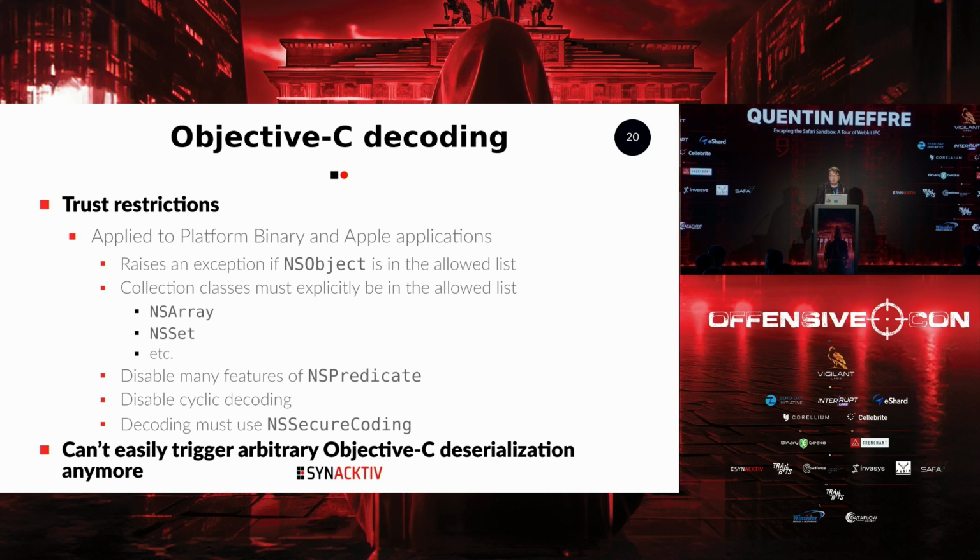Those restrictions will kill lots of exploitation methods. For example, when those restrictions are enabled, the decoder will raise an exception if the NSObject class is in the allowed list. Also, the collection classes must explicitly be in the allowed list, so it's a little bit harder to decode classes like NSArray, NSSet, NSDictionary, and things like that. The cyclic reference decoding feature is now disabled with this restriction, and the decoder must use the NSSecureCoding style. And those restrictions also fix exploitation methods related to the NSPredicate object, which has been abused a lot of times in the past.